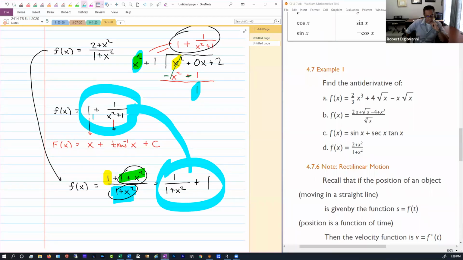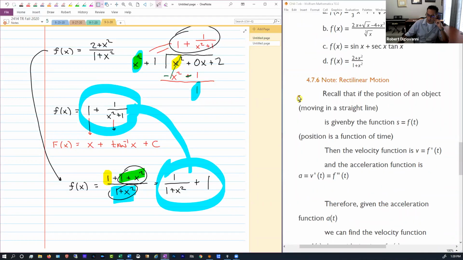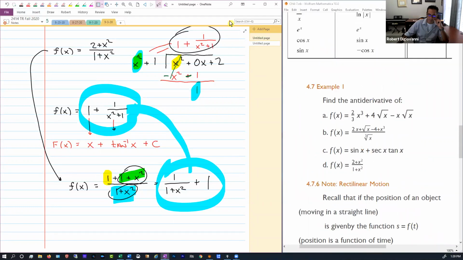All right, so that's it with the examples. Of course, you're going to need to do your homework where you'll have more enjoyment of just working through all these little algebra things that you have to get straight. But we're going to move on to one application of this, and then we're going to be done with 4.7.